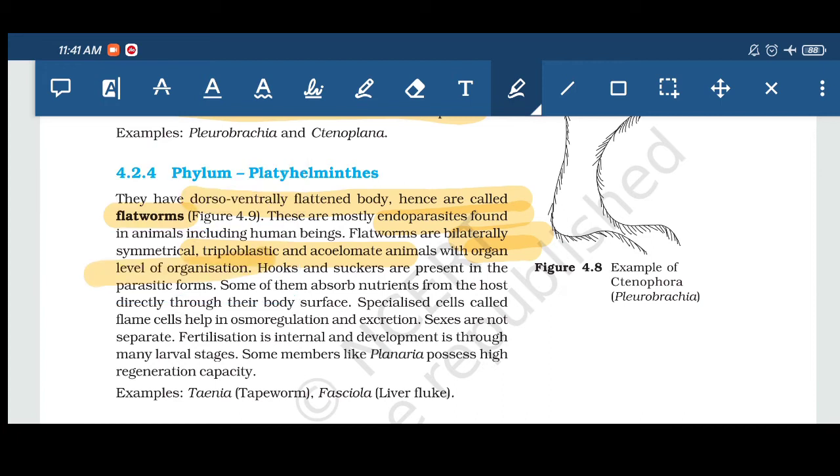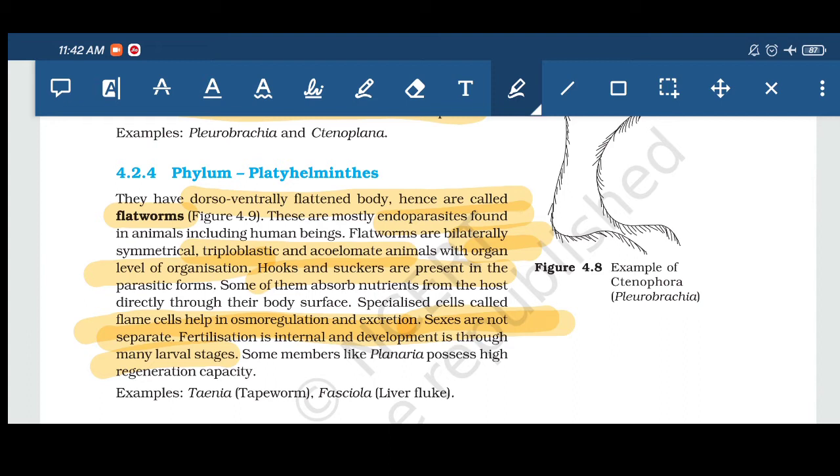This is very important. Up till now we had tissue level of organization. Now we have organ level of organization. Hooks and suckers are present in parasitic forms. Some of them absorb nutrients from the host directly through their body surface. Specialized cells called flame cells are present for osmoregulation and excretion. Sexes are not separate. Fertilization is internal and development is through many larval stages. Not one larval stage, they have many larval stages.